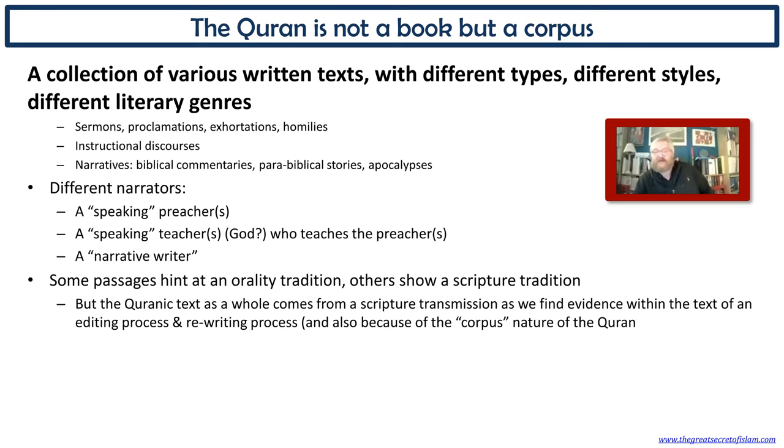In some passages of the Quran, we have traces of an orality tradition, which means that the passages are structured according to the Semitic oracular tradition. We find this, for example, in Surah 5. There is a French scholar who studied this particularly, Michel Cuypers, who showed that in some passages we have an orality tradition, an oracular tradition, with a sort of onion construction.